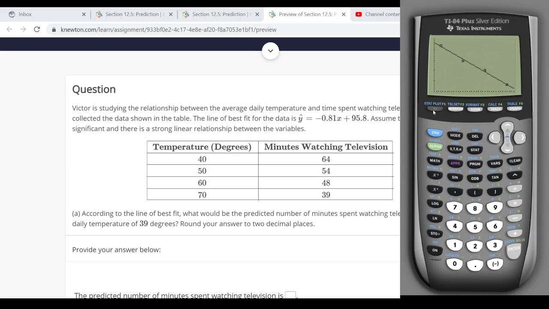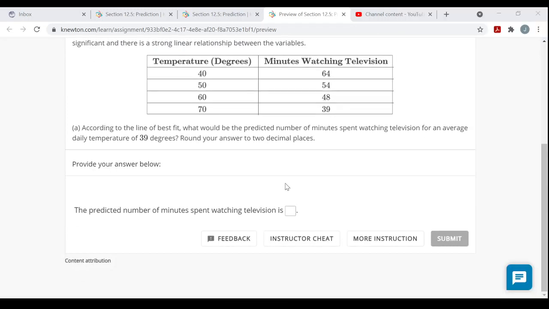All right, well, I've got the equation y1 here. I've got the equation for my best fit line written in, so this will be nice. This will help me when I go to calculate some predictions. All right, so I'm going to take the calculator down for a second. And now they're saying, hey, part A, according to the line of best fit, what would be the predicted number of minutes spent watching television for an average daily temperature of 39 degrees? And round your answer to 2 decimal places.